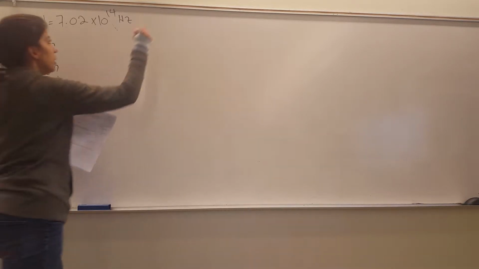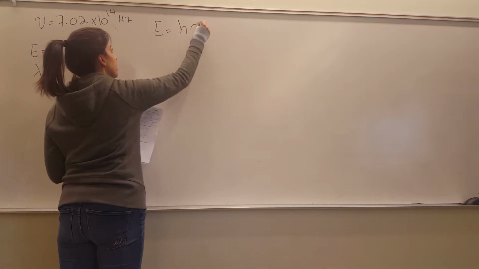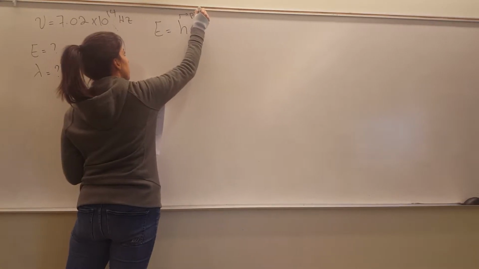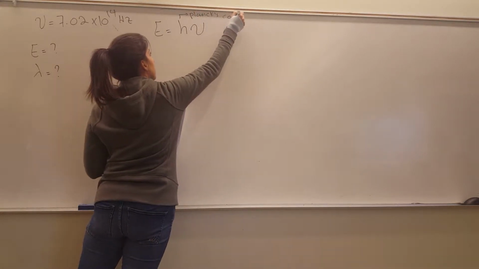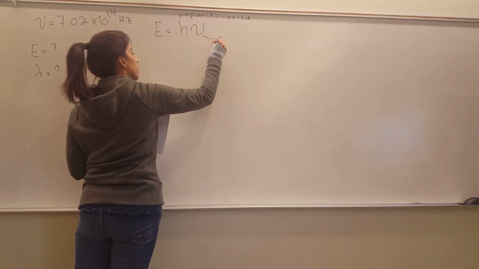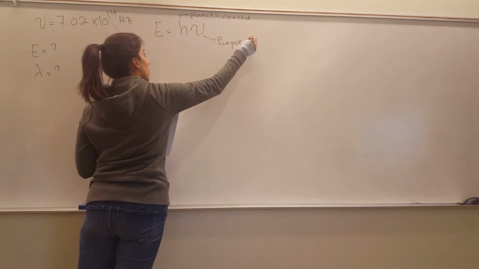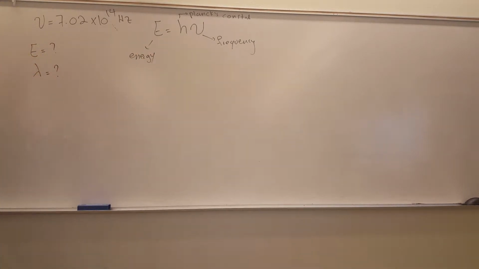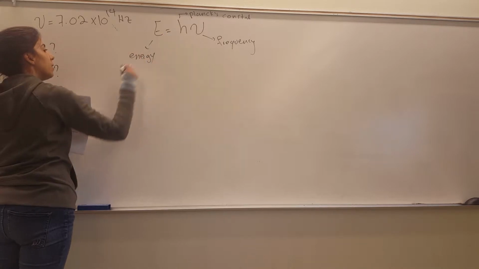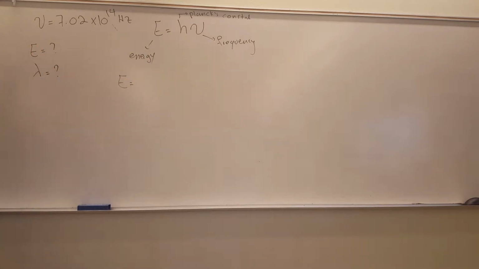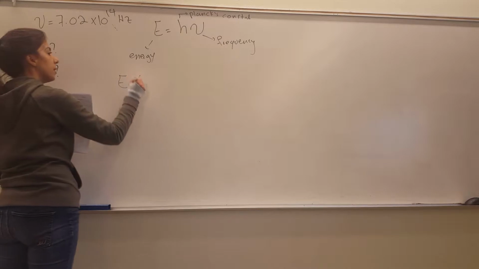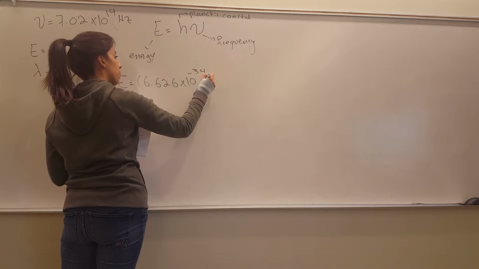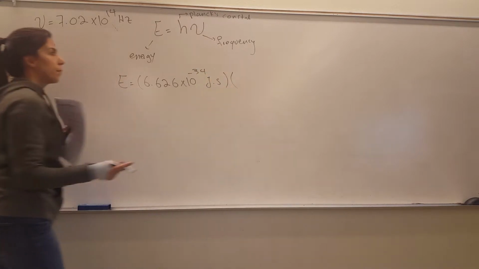So to find energy, E is h nu. This h is Planck's constant, this is frequency, and obviously this is energy. Planck's constant, you can find it in the back of your periodic tables. That's 6.626 times 10 to the negative 34 joule seconds.